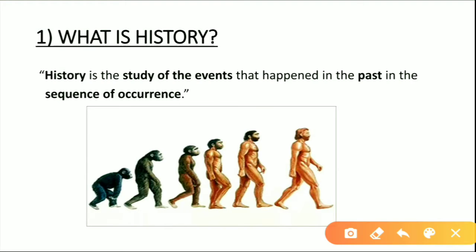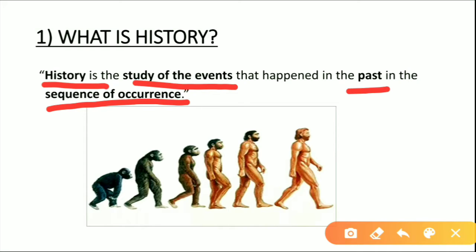Now see, what is history? History is the study of events, or the study of any incident or any situation that happened in the past, means any event that has already occurred years back. That is history. So history is the study of the events or the situations or any incident that has already happened in the past in the sequence of occurrence.